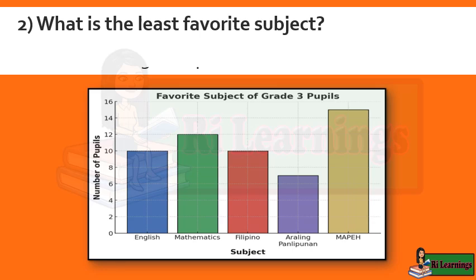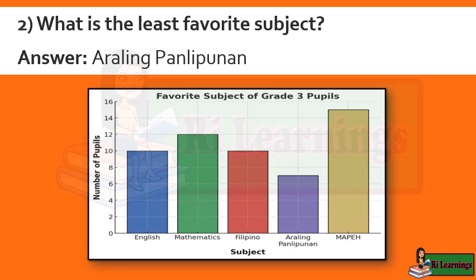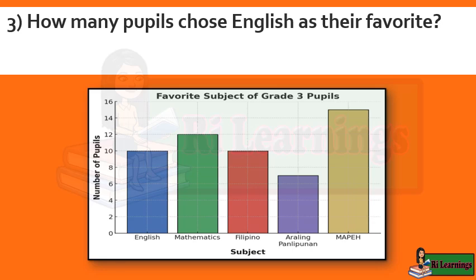2. What is the least favorite subject? Answer. Araling Panlipunan. The least favorite subject, according to the bar graph, is Araling Panlipunan because it has the shortest bar, indicating the lowest number of pupils who prefer it. 3. How many pupils chose English as their favorite? Answer. According to the bar graph, 10 pupils chose English as their favorite subject.